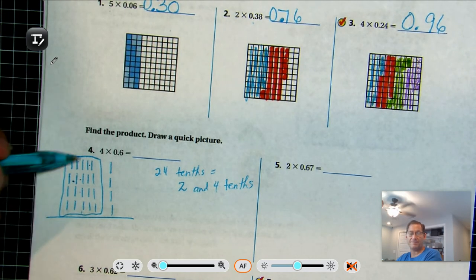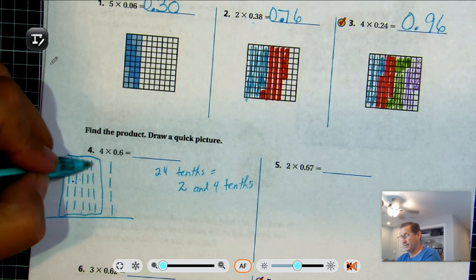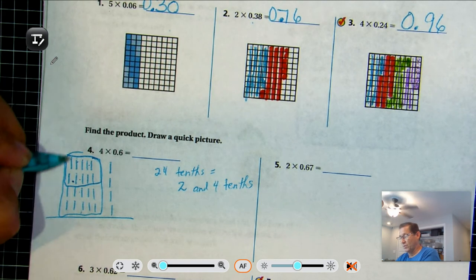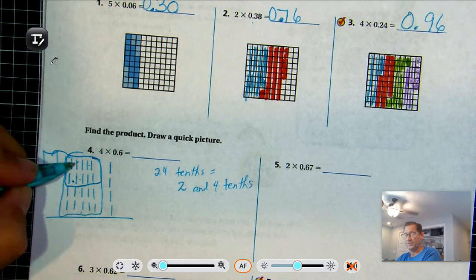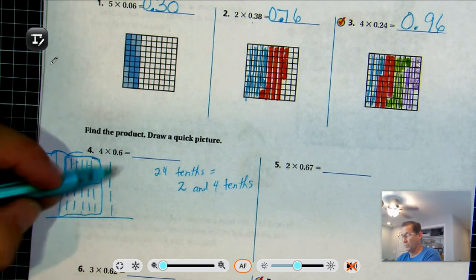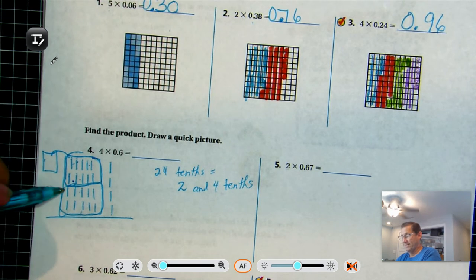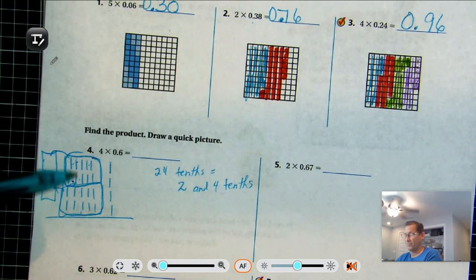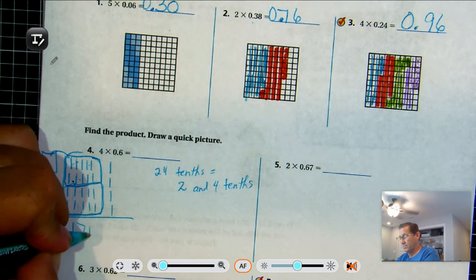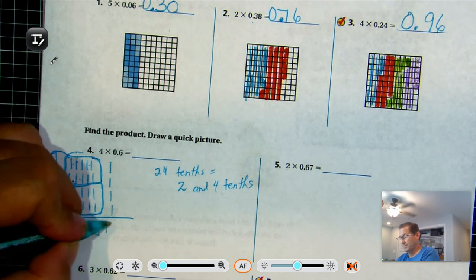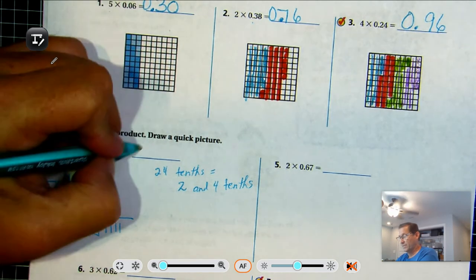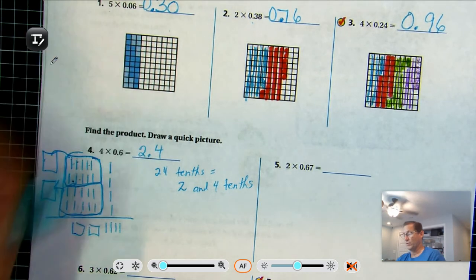Every time you get 10 tenths, you get 1 whole. Okay. So if it's easier for you to do one at a time, do that. So this first set of 10 is 1 whole. This second group of 10 tenths is another whole. So there's 2 wholes here that we renamed from the 20 tenths. So what do we have? We have 2 ones and 4 tenths. 2 and 4 tenths.